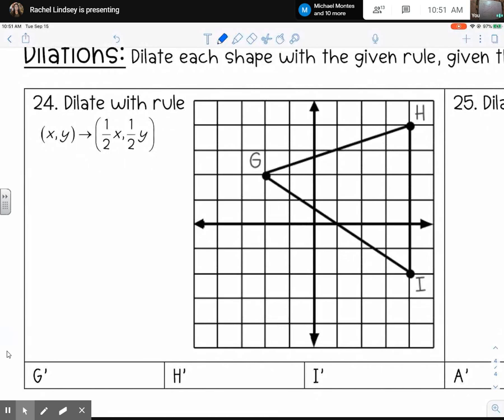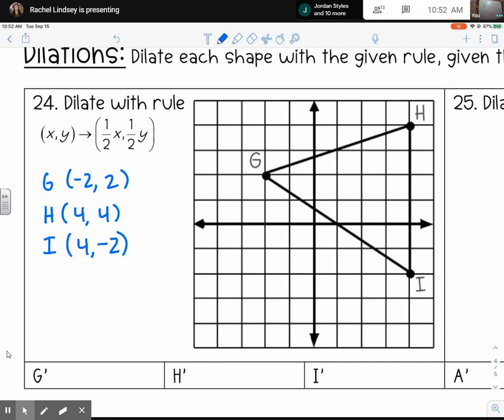Okay. So with dilations, again, I like to write out the coordinates. So I'm gonna write out G, H, and I. G is at negative 2, 2. H is at 4, 4. And I is at 4, negative 2. So what's my scale factor that I've been given? 1/2. So am I reducing or enlarging the shape? Reducing, which means it's gonna get smaller. So it's gonna be half the size.